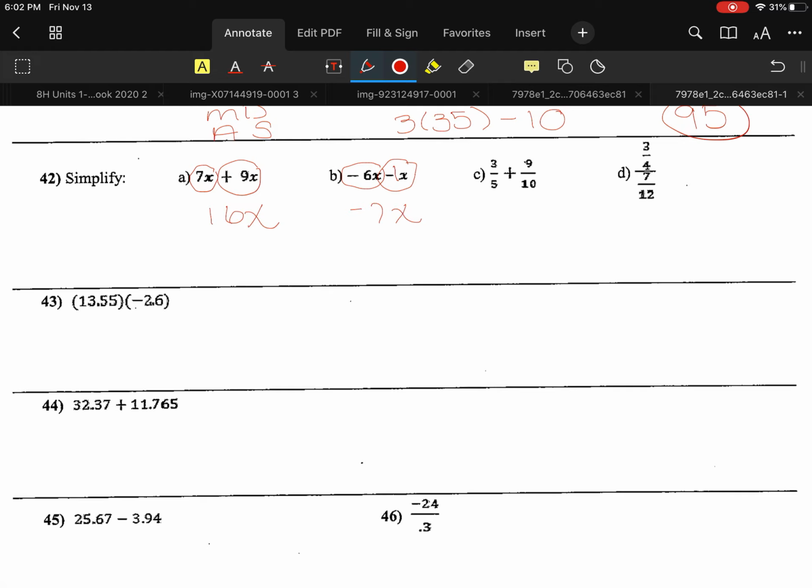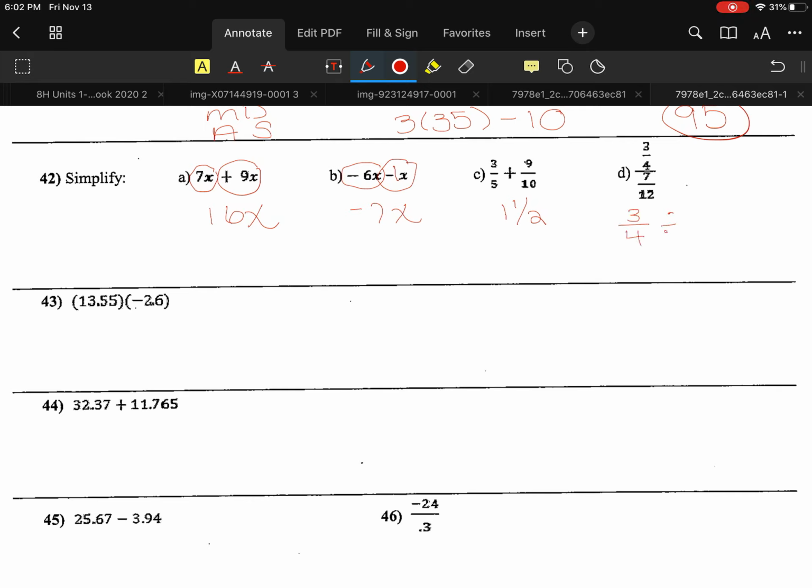For C, it's just making sure that you are using the calculator properly. So you can go ahead and just punch that in. 3/5 plus 9/10. If you get a decimal, it's 1.5, which is 1.5. Again, if I give you fraction form, I want fraction form back.